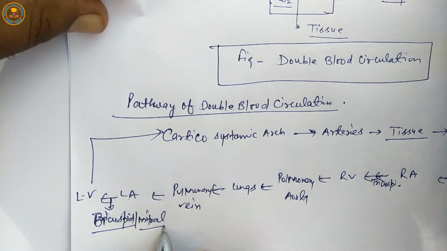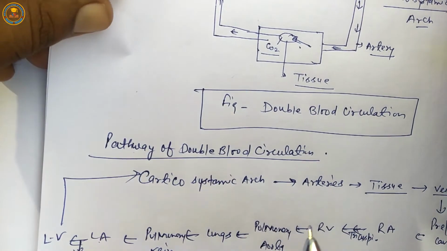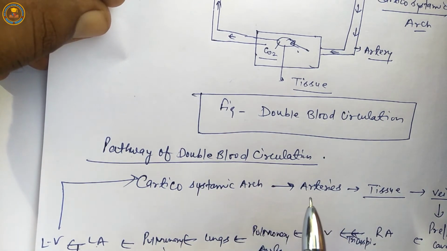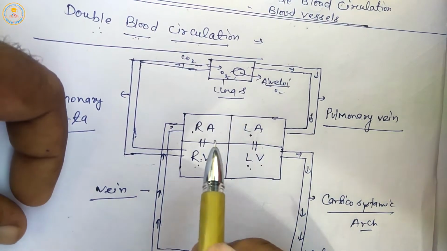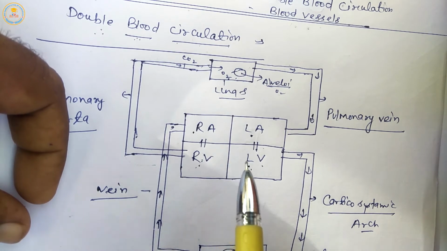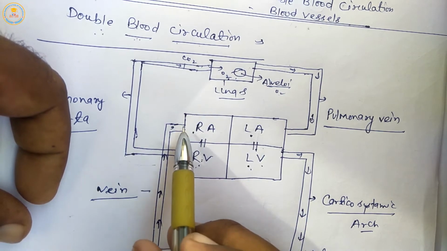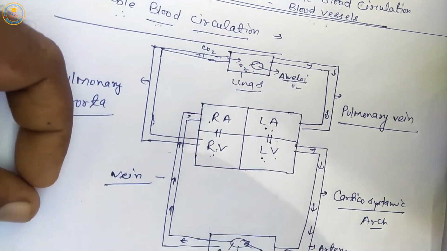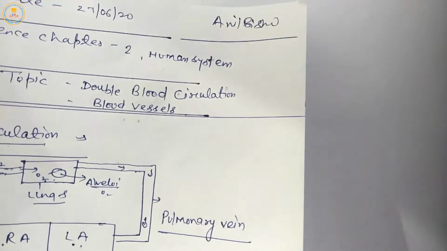So the human heart is a complete four-chamber heart, and human blood circulation is double blood circulation, because in the human heart the blood has to enter two times. First it is impure blood, and then the same blood enters the left auricle in a pure condition.